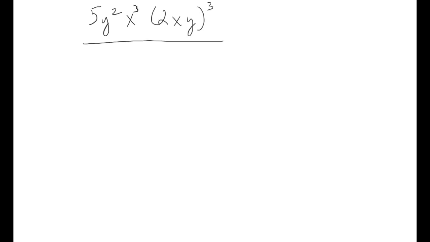So if I have, I'm going to try to write decent as best I can here, 5y squared x cubed times 2xy cubed all over 4y x squared x times y to the negative 2. Right, so that looks pretty bad.